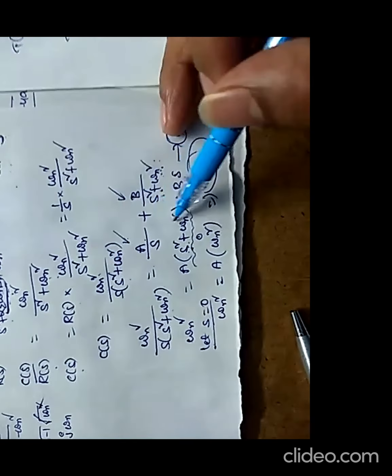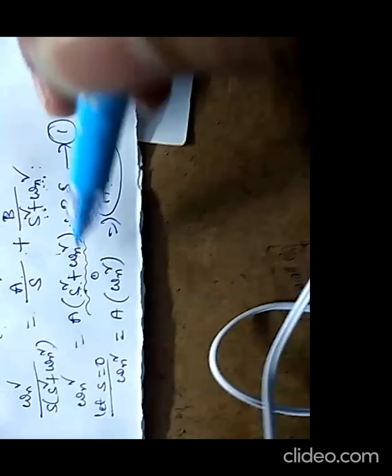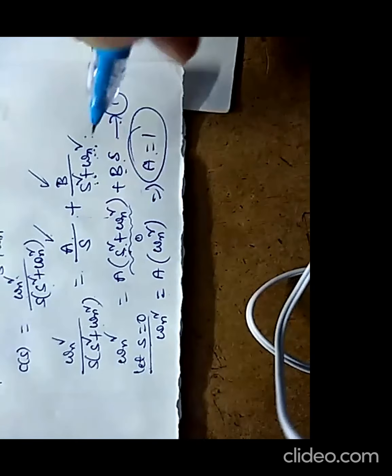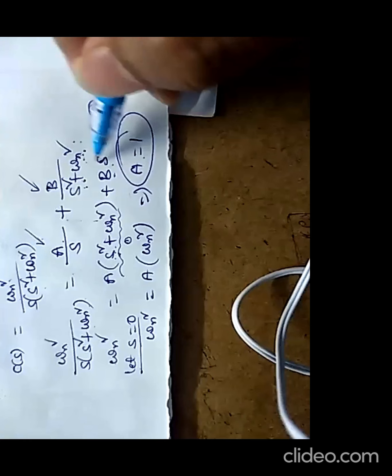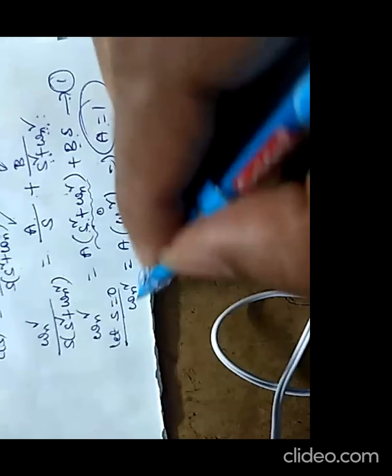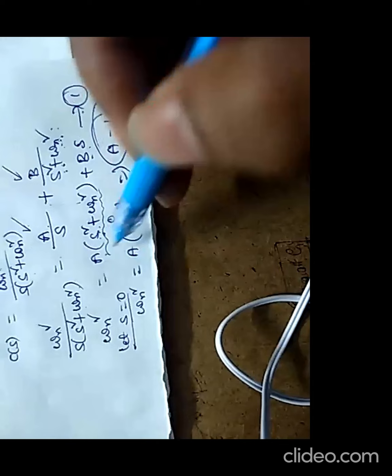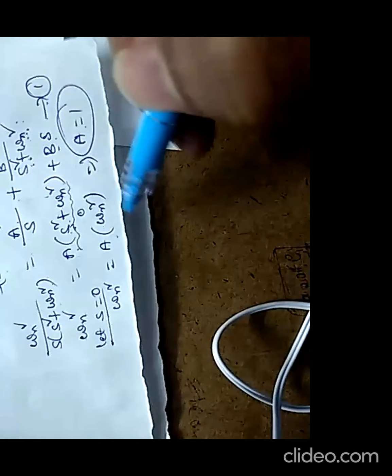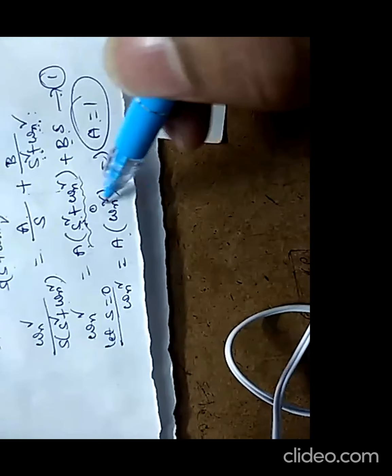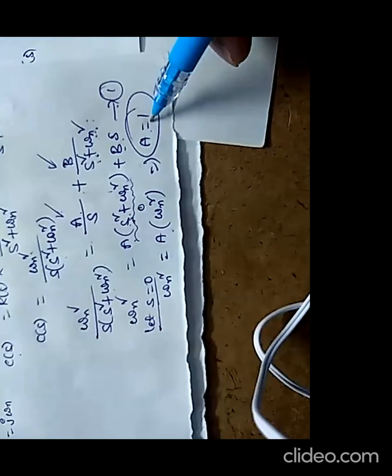So that's why it can be written as A by s plus B by (s square plus omega n square). This is equation number 1. Let us put s equal to 0 in the above equation. Putting s equal to 0, we get omega n square equals A into (0 plus omega n square), which is omega n square only. So A into omega n square, and finally we get the value A equal to 1.